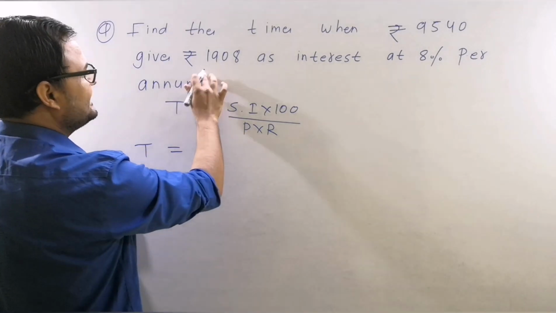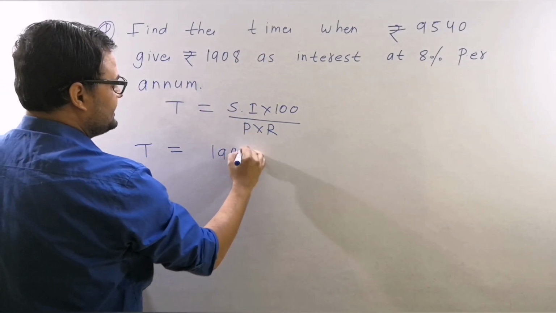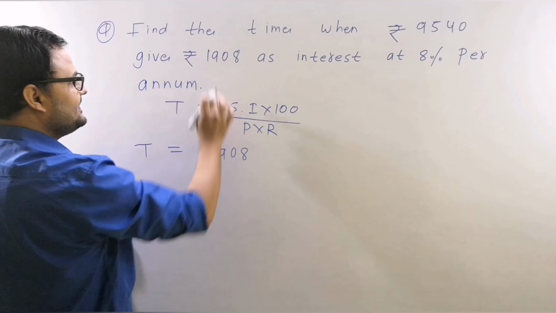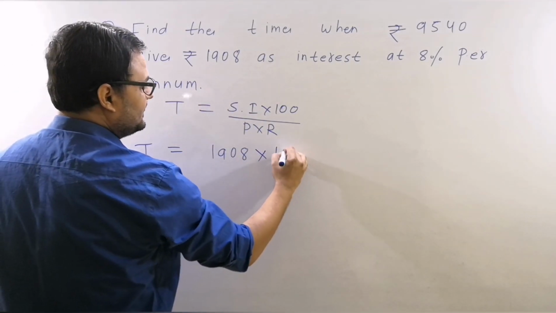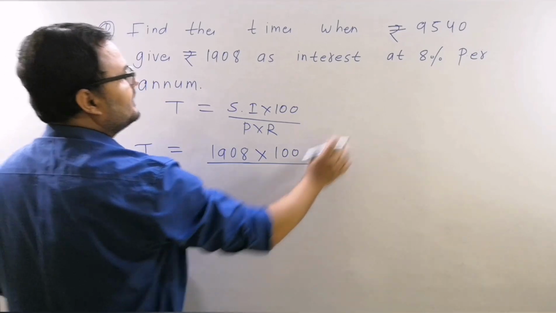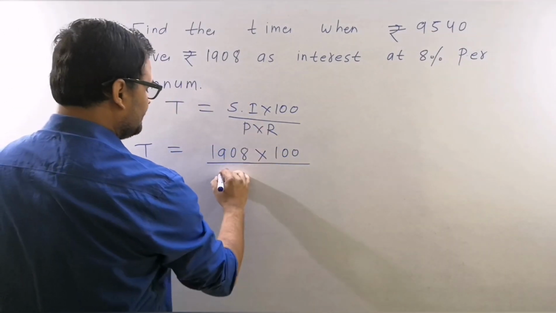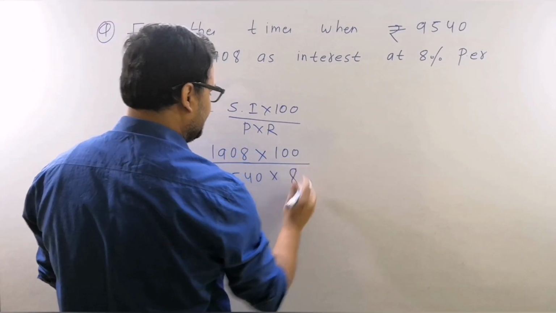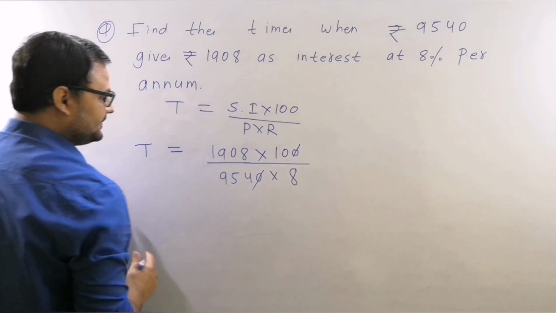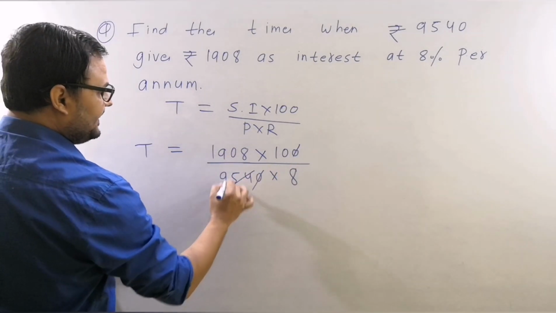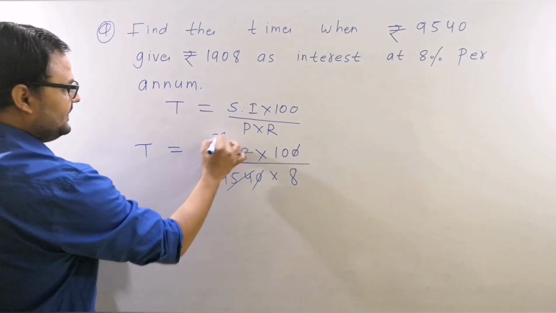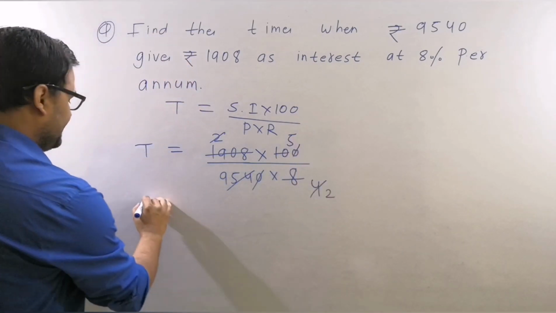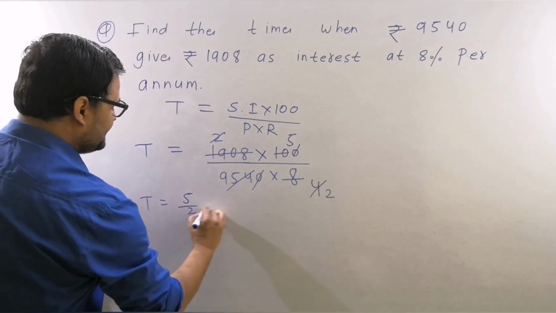SI is 1908, it's given: gave rupee 1908 as interest. Interest means simple interest, that is SI, into 100, and P is 9540 into rate, that is 8%. Now do cancellation, 0 0. When we do cancellation, it will be 2 times, then 2 4s are, 2 2s are and 2 5s are. It means time we got 5 by 2 years.